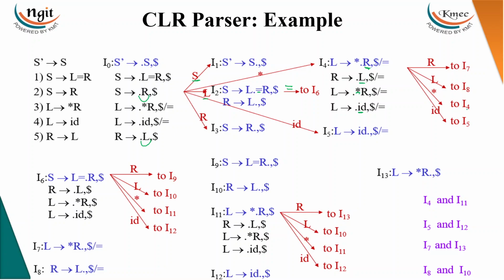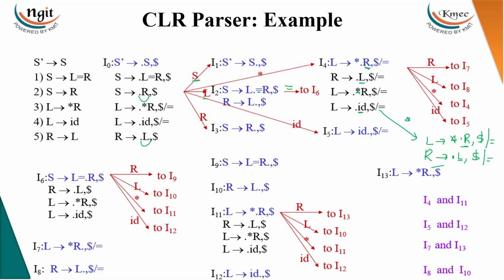Don't give another state, guys. By reading star, what will happen? If I read star, what will happen, guys? See, L goes to star dot R, comma dollar and equal. For this R, again you have to add S goes to dot L, comma dollar, R equal. For this L, you'll get the same I4.